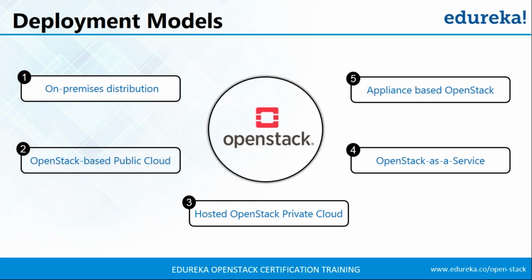Then we've got an OpenStack-based public cloud and a hosted OpenStack private cloud. Let me tell you that with OpenStack, you can make your cloud infrastructure public or private, or even a hybrid cloud, where some part of it is public and some part is private. Then we can see OpenStack as a service and appliance-based OpenStack. So let us take a look at them one by one.